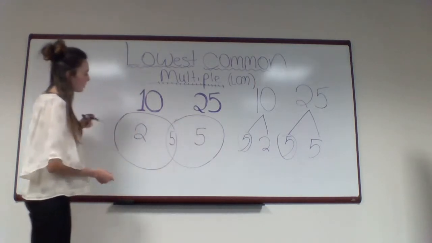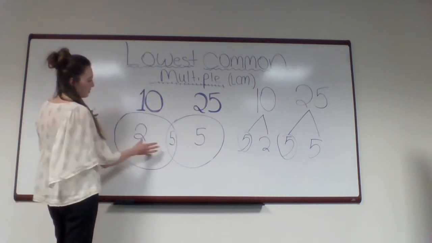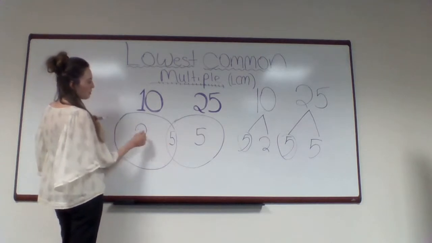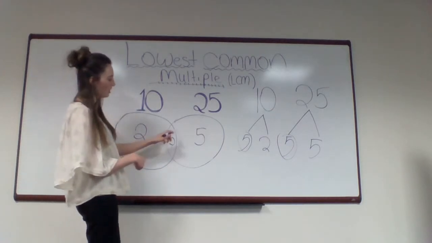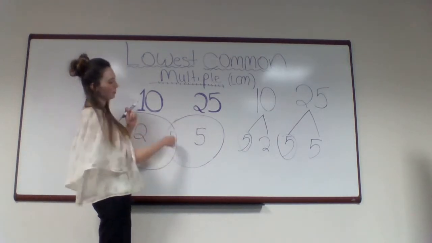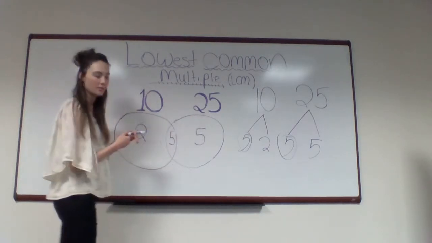And if we look at it this way, what is 2 times 5? Because it's in its circle. So what's 2 times 5? It's 10. And what's 5 times 5? Because it's in its circle. 5 times 5 is 25.